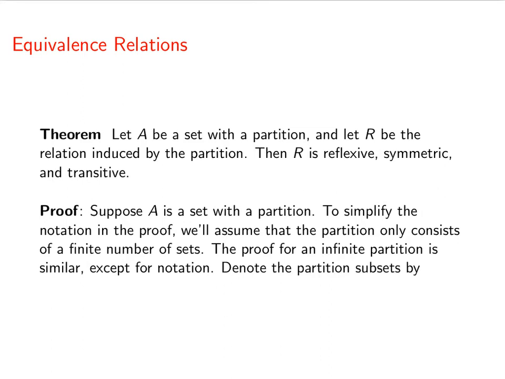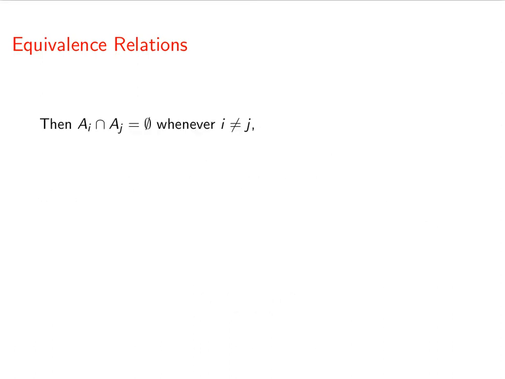So let's denote our partition subsets like this. A1, A2, A3, up to An. These are the sets that are in the partition. So let's remember what that means. It means that the intersection of each pair of these sets is empty. They're mutually disjoint. And when we take the union of these, we're going to get A. This is all by the definition of a partition.